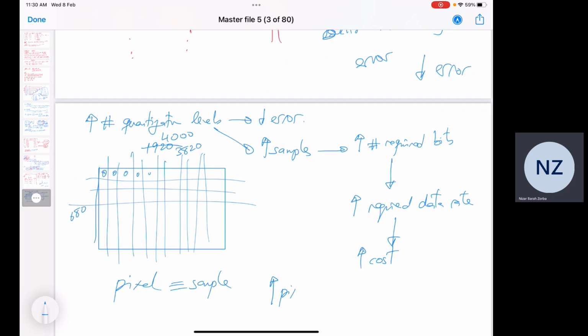Increasing the number of pixels. Just wait. Definitely more resolution. Whenever I say more resolution, what does that mean in terms of error? Less error. So whenever we are saying here that we will have less error, this is the more resolution.